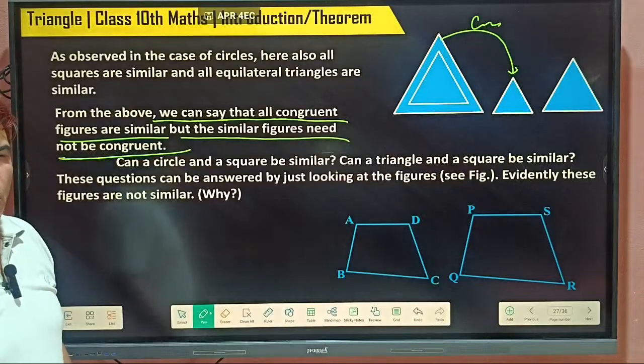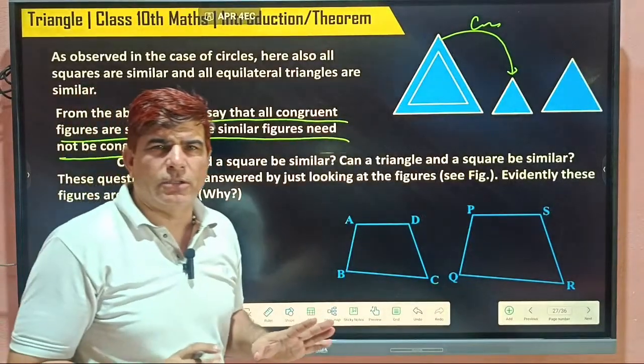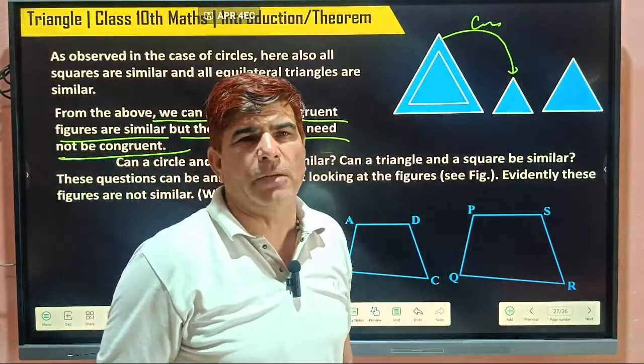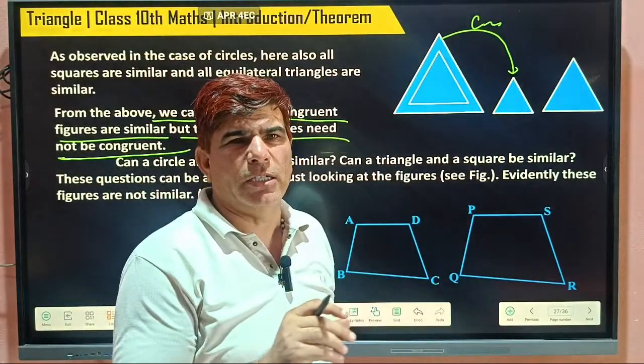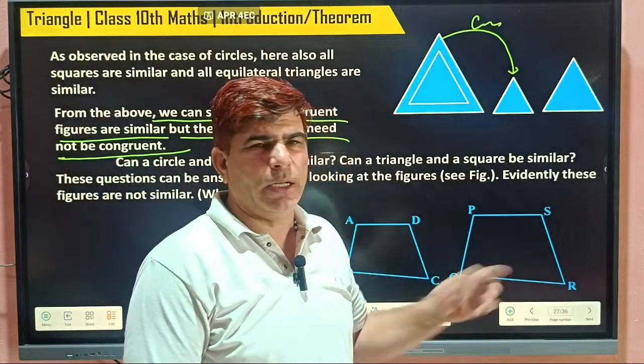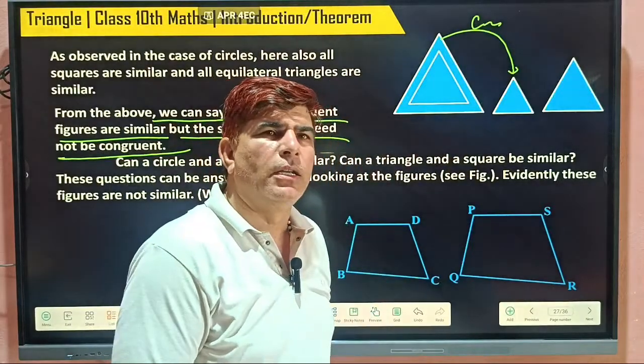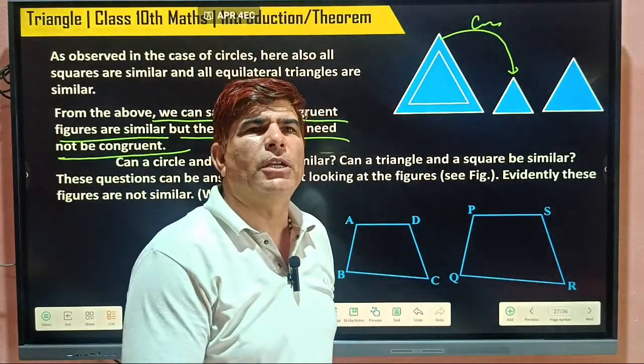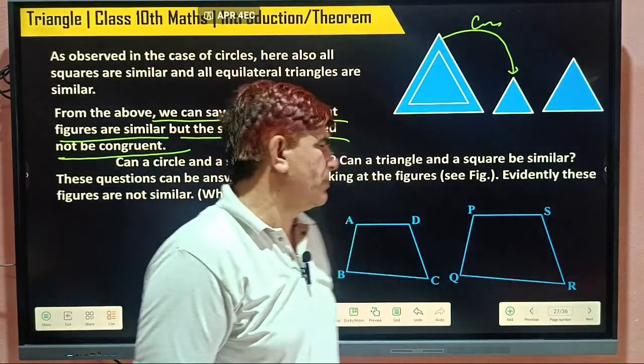Understood? Try to understand this very important concept. All congruent figures are similar figures, but similar figures need not be congruent figures. Similar figures become congruent figures only when their size also becomes equal, as their shape is.